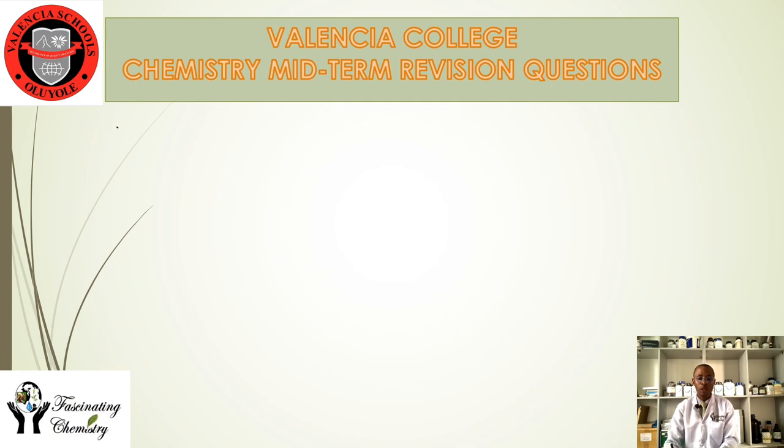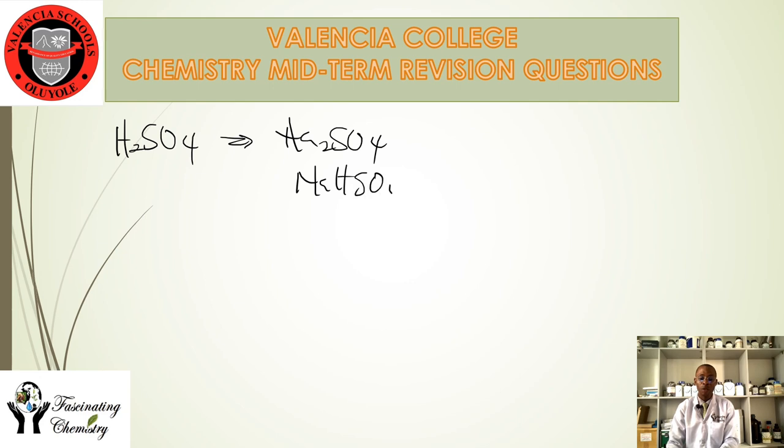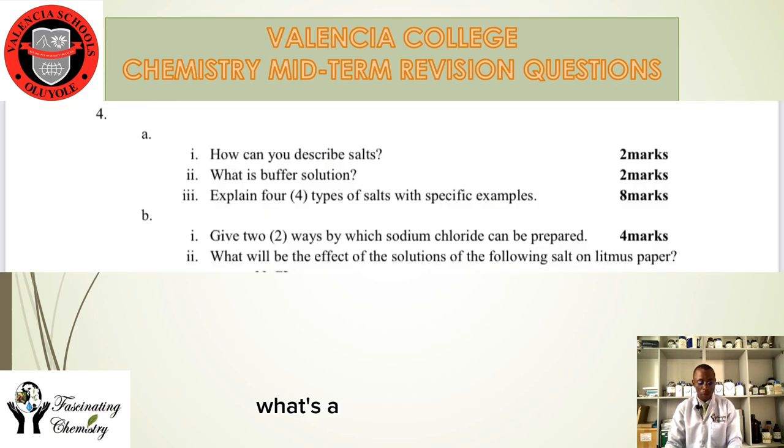If your original acid is H2SO4, if you remove the hydrogen completely, you can have it as Na2SO4. If you remove the hydrogen partly, you can have it as NaHSO4. These are ways by which salts are formed. And common examples of salts, you can always think of sodium chloride, potassium chloride. Then the next question, what is a buffer solution?